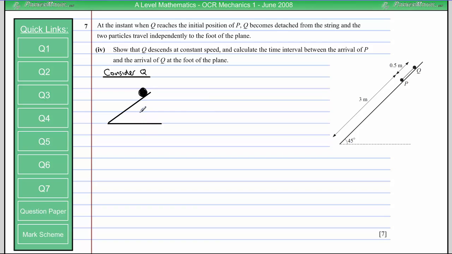So let's think about what we know. Q has a mass of 0.2 kilograms, and we know if it's travelled from Q to P on the slope here, it's going to be 3 meters from the foot of the slope.